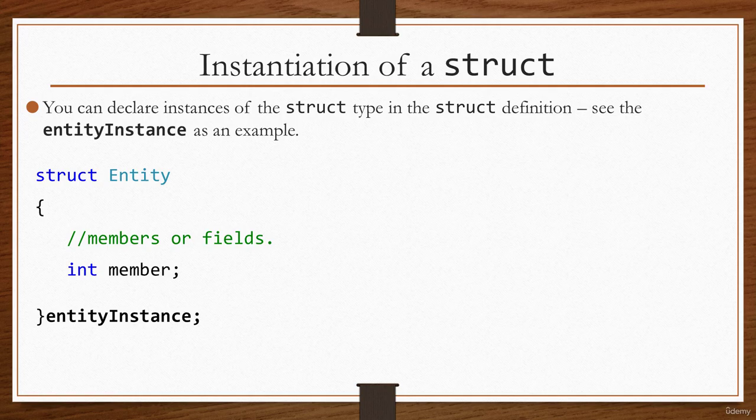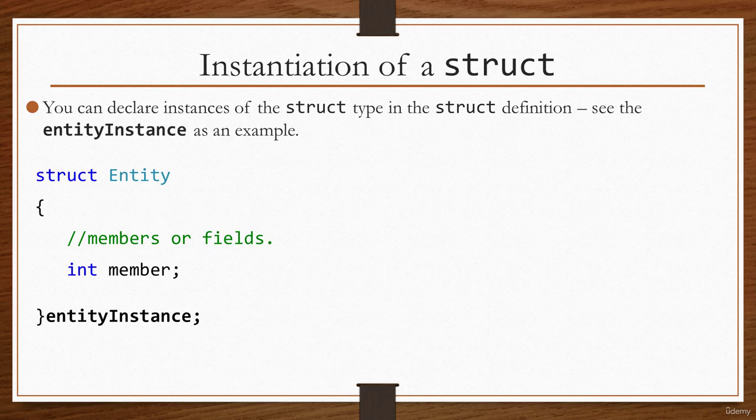I mentioned previously that we have to ensure that we end off the definition of our struct with the semicolon, and you might be wondering why that is. So here we have an example. We can do struct entity, some custom type. It has some member, for example, int member, and then we can actually instantiate that within this definition. So you can declare instances of the struct type in the struct definition.